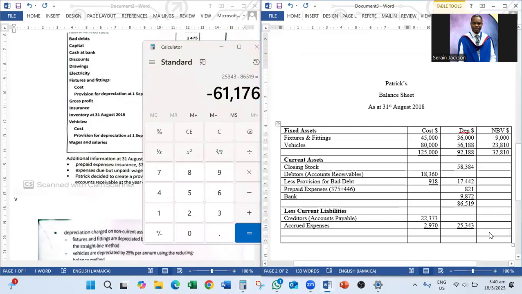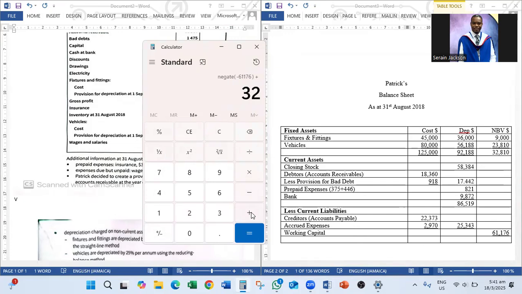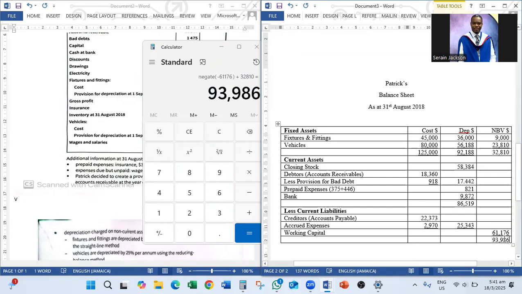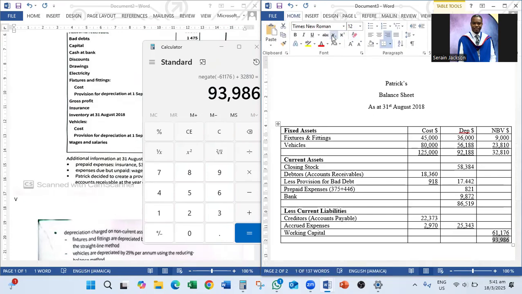So our working capital is 61,176. That is our working capital. Now we're adding our working capital to our total fixed assets, 32,810, equals 93,986. And this is our first double line figure. So we are going to double line it.